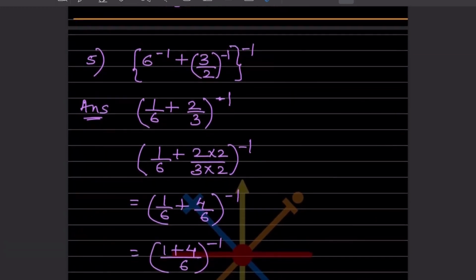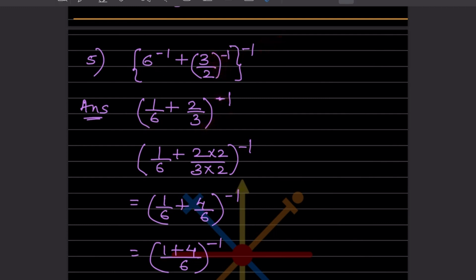Now look at here. Again here now, this is a negative 1. 6 raised to minus 1. So this is going to be 1 by 6. And here we have again the negative exponent. So this is going to get flip over. So that is going to be 2 by 3. And let us keep this minus 1 first, this as it is.